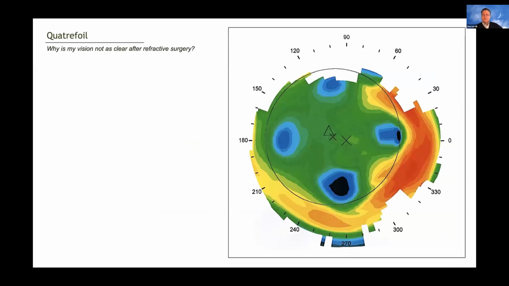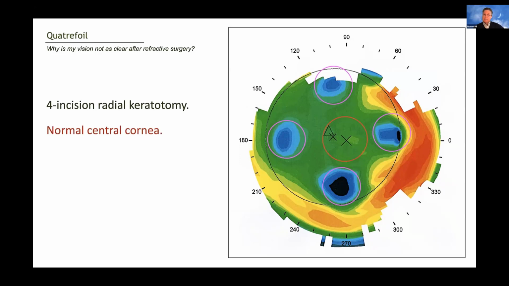Last one we're going to talk about is quatrefoil. Here's somebody that's had prior radial keratotomy, 4-incision radial keratotomy. But if you look at the center of the cornea, it's completely normal. So automatically you know that this is going to be normal spherical aberration, and most of the other aberrations are going to be trefoil. They're going to be in the periphery.